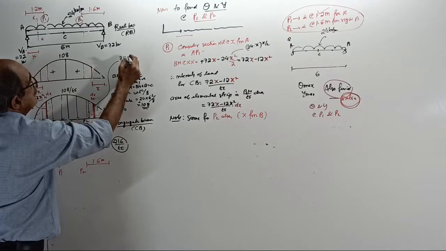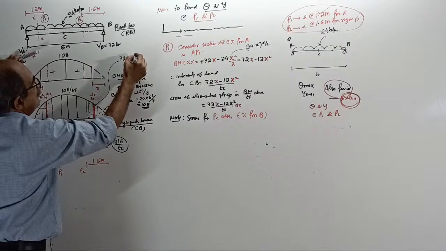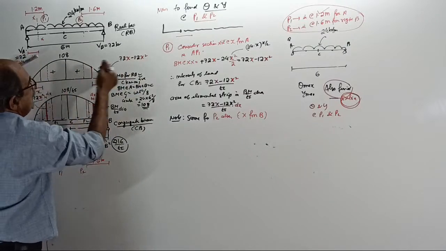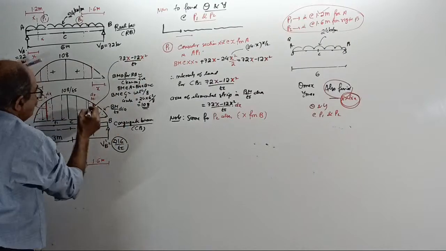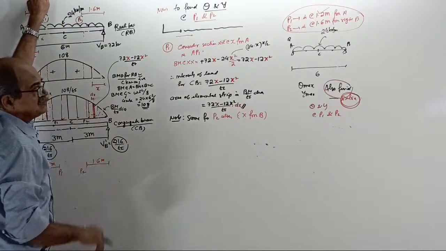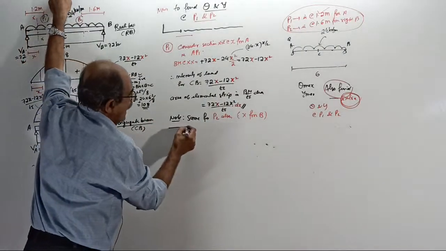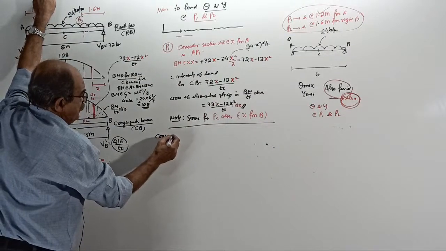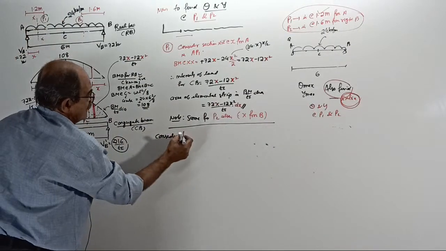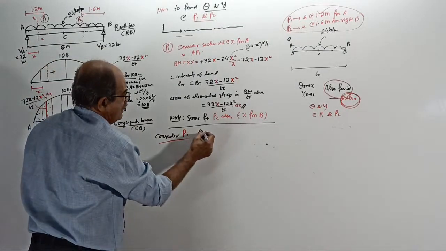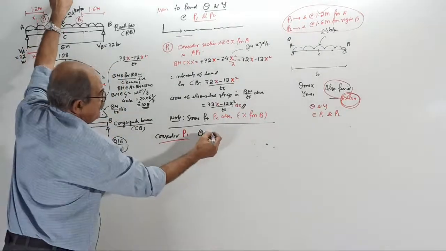72x minus 12 into x square divided by EI, and area of this strip is same answer. This is valid for this strip also. Okay, start. Now, that's all you require. Now, consider the point P1. I want theta P1. How to find theta P1?